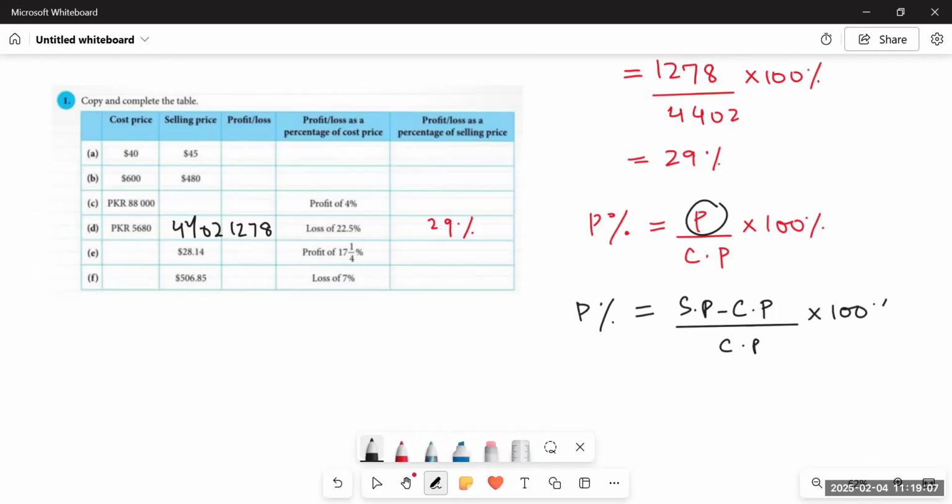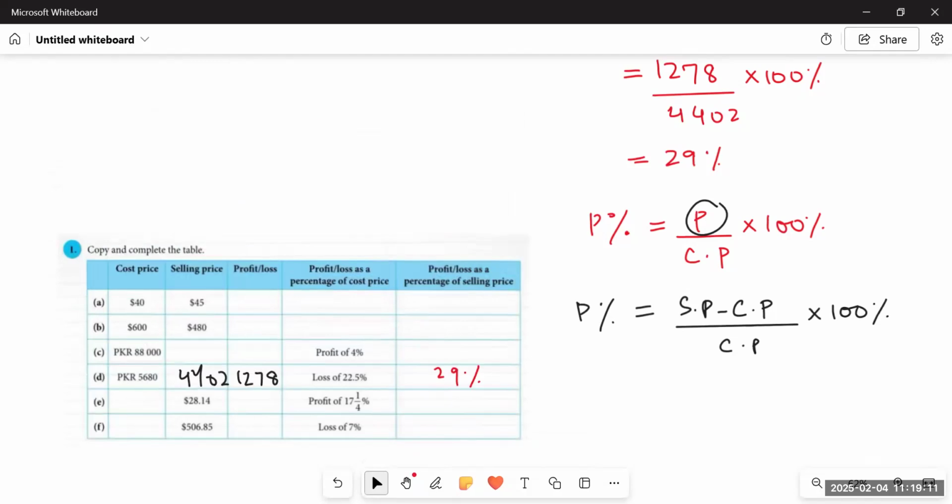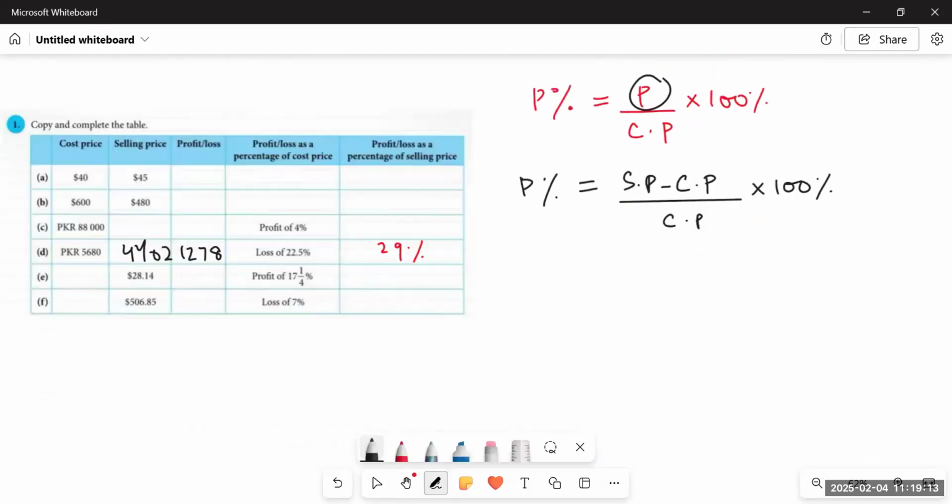So what we will do, we'll substitute all the values that are given to us in this particular equation. Profit percentage is given, and this profit percentage belongs to cost price. Therefore, we are using the formula of profit percentage is equal to profit upon CP, which is 17 whole 1 upon 4%. And if we convert it into decimal, it is 17.25%.